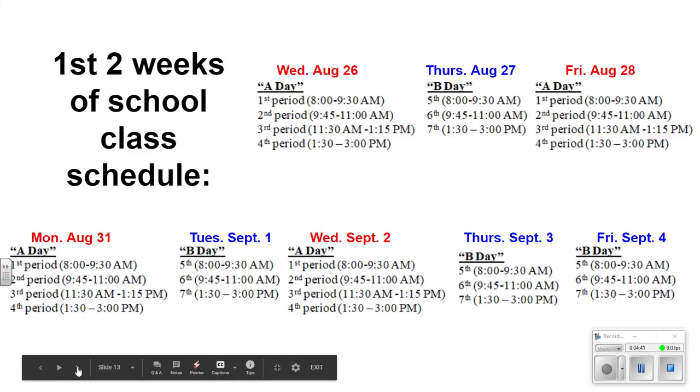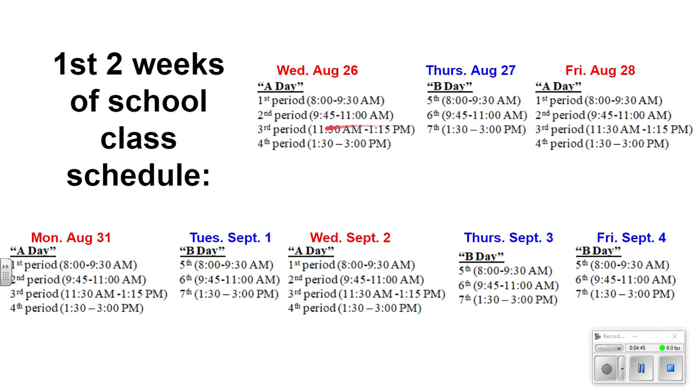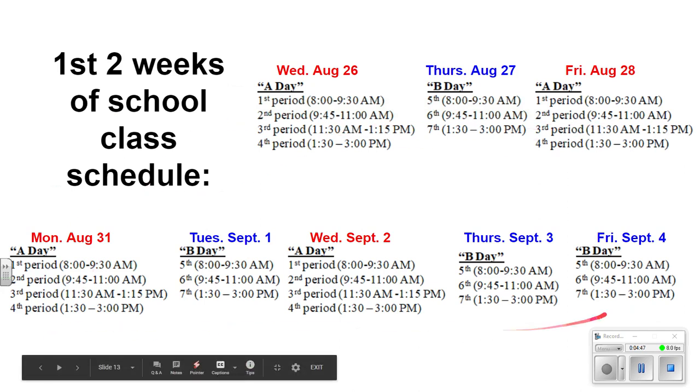And real quick, to give you this week in a snapshot, that was last week, our first 3 days of school. Now this is our first full week of school. Monday's A, Tuesday's B, Wednesday's A, Thursday's B, and Friday is our B day.